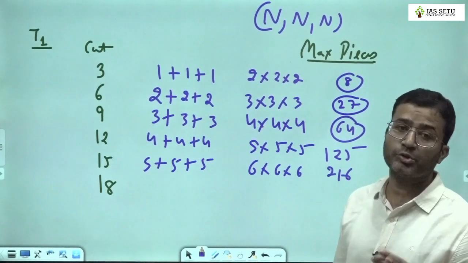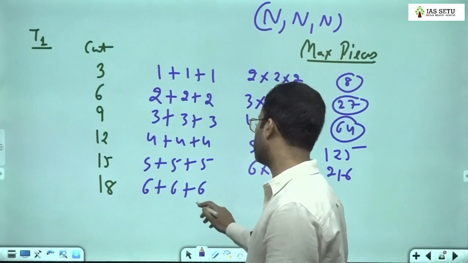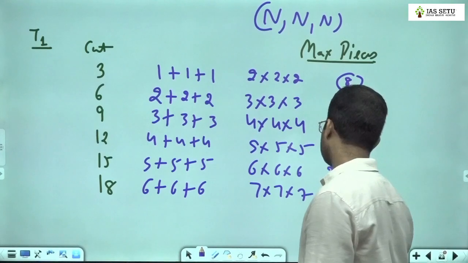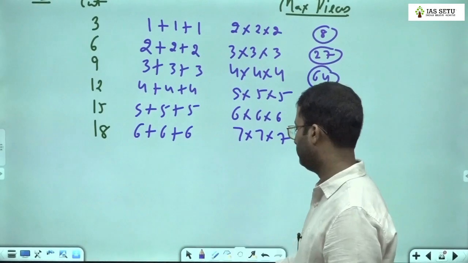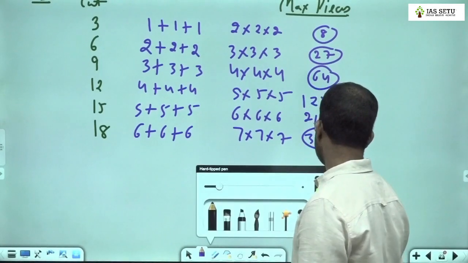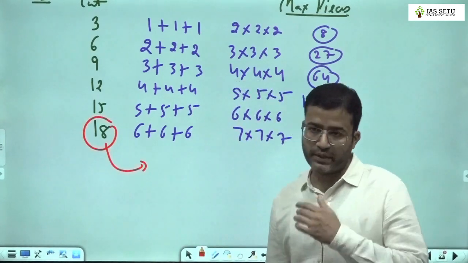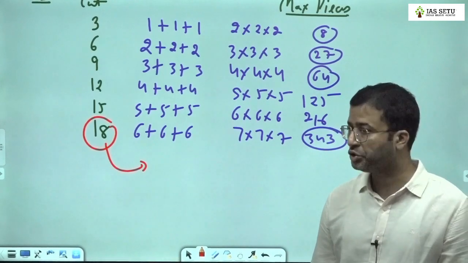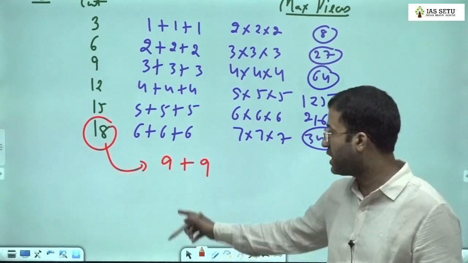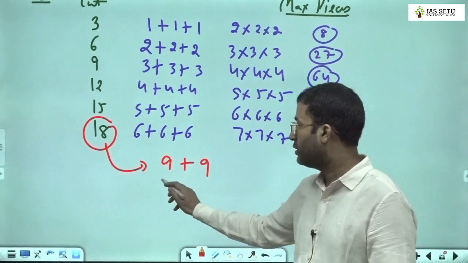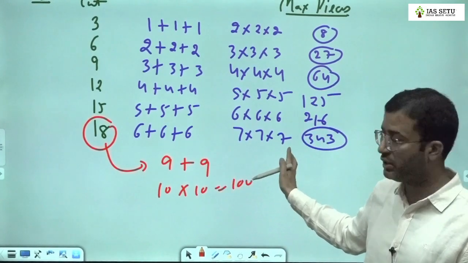What is the best distribution of 18 cuts so that you get maximum number of pieces? 6 plus 6 plus 6, that is 7 into 7 into 7, 343. See, in one of the classes, last to last year, one student asked me, sir, can we try another pattern? Okay, no issue. He told me 9 plus 9, because 9 gives 10 pieces. Okay, 10 into 10, 100. Which is better? 343 still.